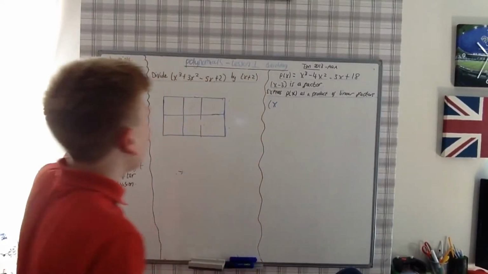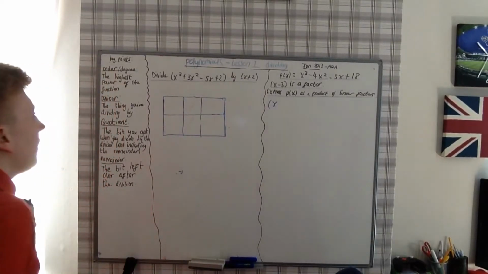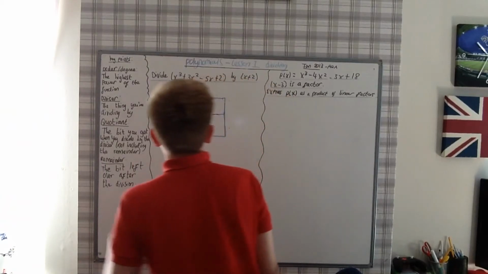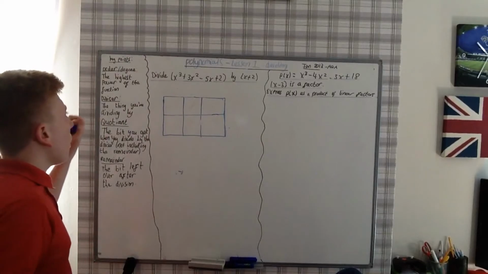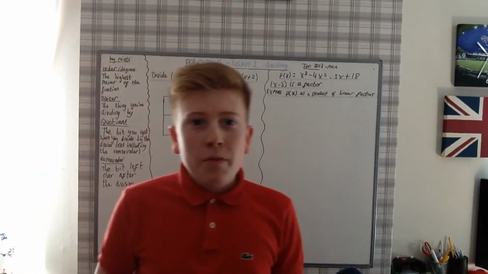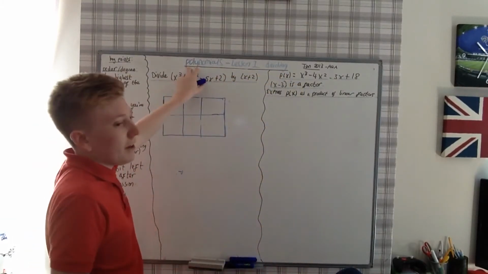Today we look at how we can divide polynomials, and this is sort of just a lesson on the basics of polynomials. So first of all we need to define the term. A polynomial is a function with many terms, much like a polygon is a shape with many sides, poly meaning many.